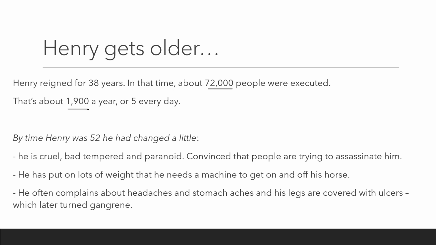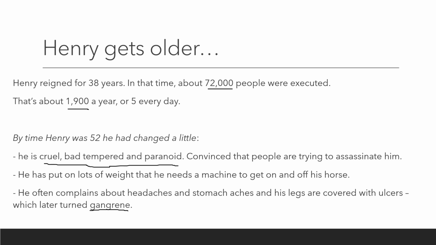And by the time he was 52, he'd become quite cruel, he was bad-tempered, he was paranoid. He was convinced that people were trying to assassinate him. He'd put on lots of weight, he'd had an accident and then struggled to carry on with the exercise that he'd used to do as a young prince, well, young king, and so they needed a machine to get him on and off his horse. He often complained about headaches and stomach aches. His legs were covered in ulcers, which later became really, really infected and turned into gangrene.